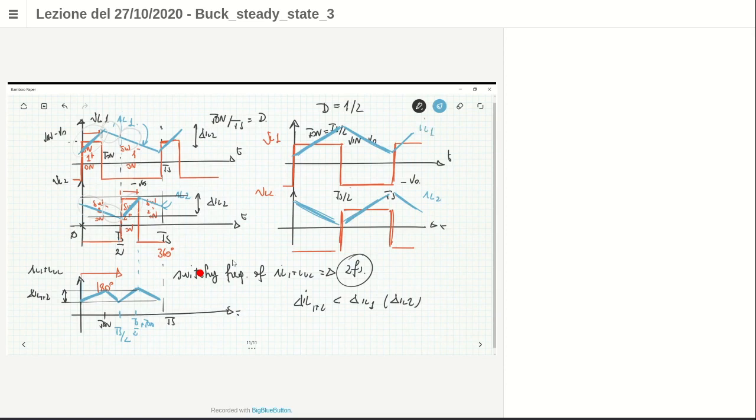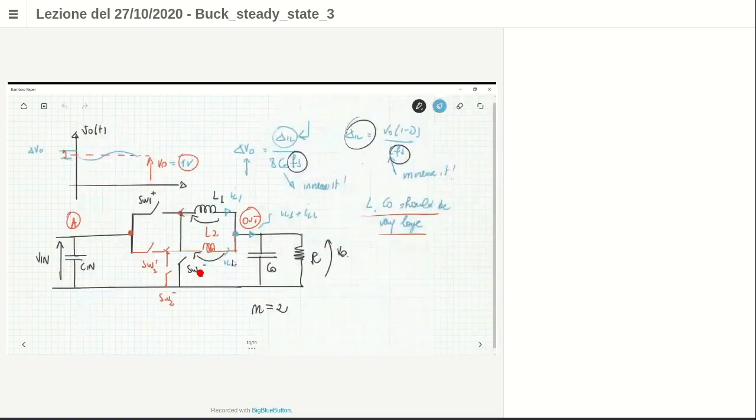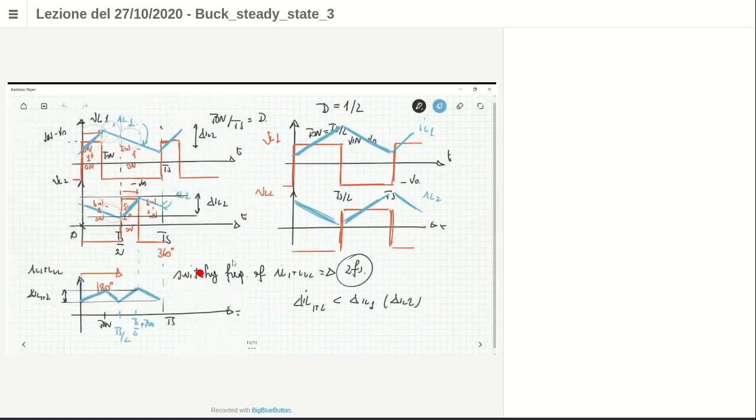So now, if you take the summation of IL1 plus IL2 at the output node here, since the slopes are the same for both T on and T off, the output current is constant. Okay? You get the construction IL, IL1 plus IL2, so no ripple there. Okay? You are able to have no ripple at all. So this situation only happens when you have duty cycle 0.5.